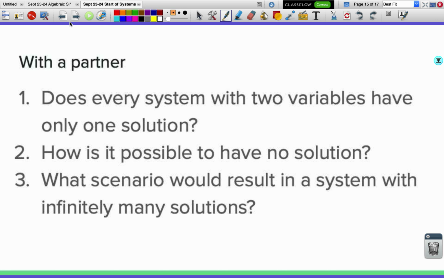And number 3, what scenario would result in a system with infinitely many solutions? So this is another possibility. Instead of one solution, we could have infinitely many solutions. Can you describe that scenario?